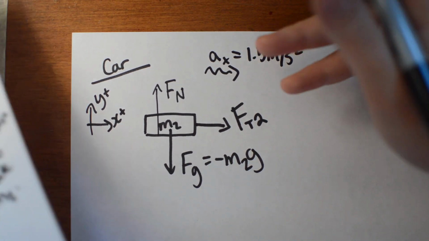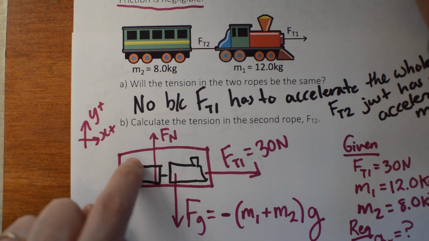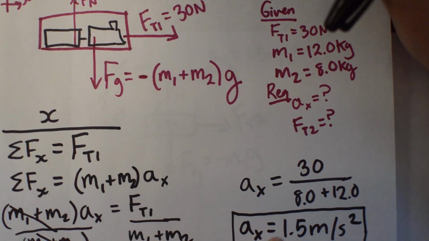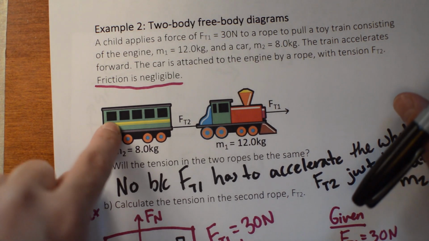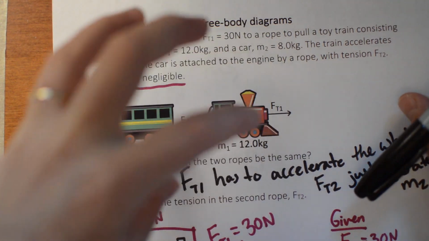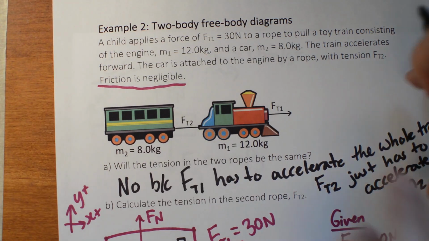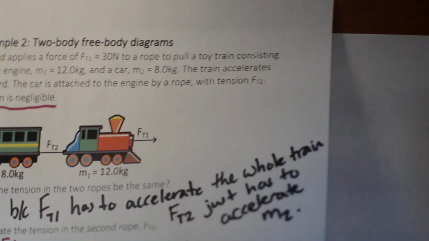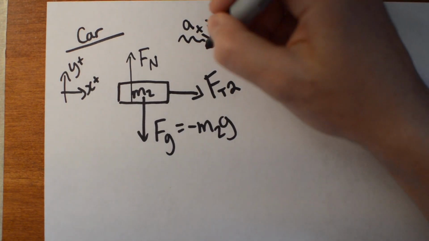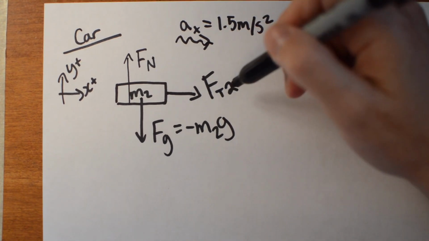So what's so handy about doing a free body diagram of the whole system is you can often find the acceleration of the whole system. And of course, this car is moving at the same rate as the train. They're all attached. It's like one fixed system. So this works really well when you have objects that are moving together at the same rate, same acceleration. Okay, so we've got our acceleration figured out. We're trying to solve for Ft2.